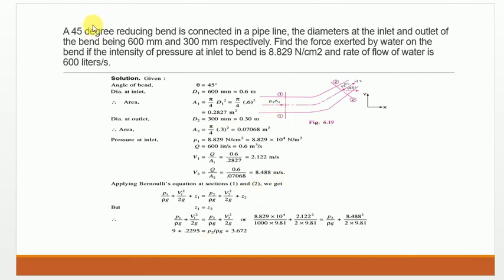It's a horizontal pipe, since it is given as a reducing bend. If it were given as vertical, then there would be some difference in datum from section 1 to section 2. There is no datum difference given, so we can assume that the pipe is horizontal. So Z1 equals Z2, no difference in height level. This becomes P1 by rho g plus V1 square by 2g equals P2 by rho g plus V2 square by 2g. Putting in the values, the unknown is P2 by rho g, so we're going to find the P2 value.